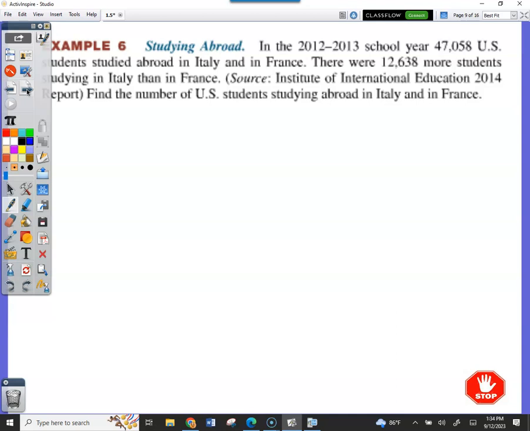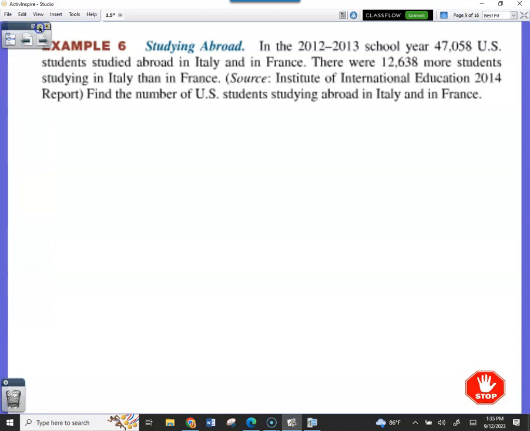There are countries all over the place that will take graduate or undergrad study abroad students, and it's a wonderful experience. All right. In the 2012 school year, 47,000 students studied abroad in Italy and in France. There were 12,000 more students in Italy than in France. Here's our source. We already know that this is not relevant.